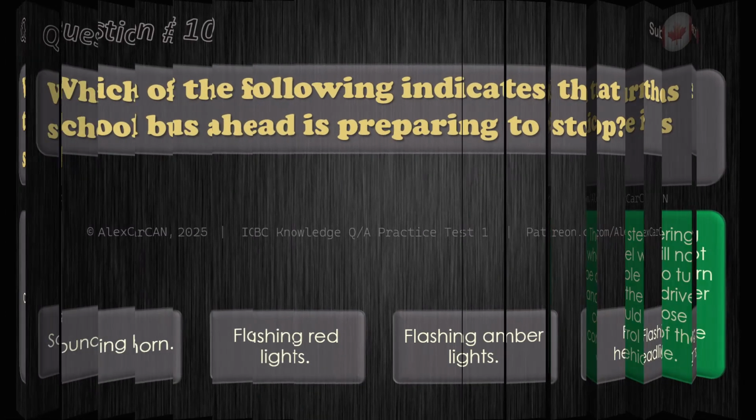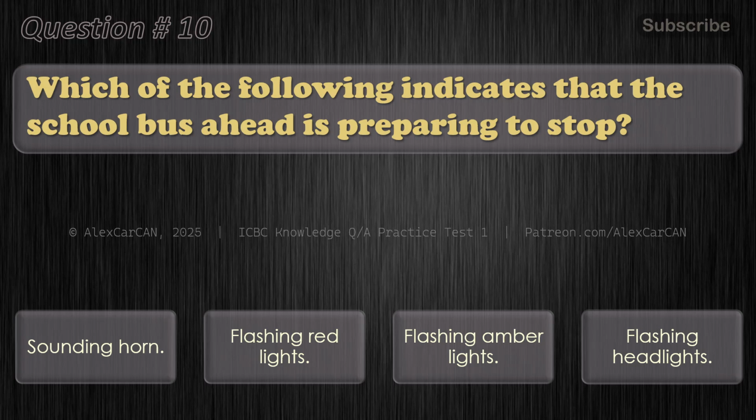Question number 10. Which of the following indicates that the school bus ahead is preparing to stop? Sounding horn. Flashing red lights. Flashing amber lights. Flashing headlights. The correct answer is flashing amber lights.